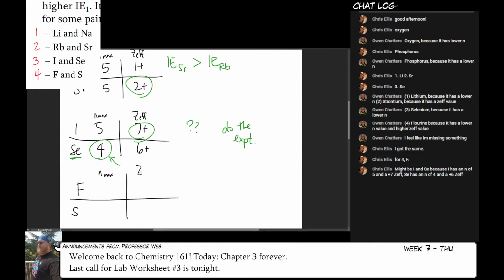But the other three are predictable. Because this has an N-max of 2 and this has an N-max of 3. This Z effective is 7, this is 6. And fluorine wins both of these. So I will only give you diagonals where you end up in a situation like fluorine and sulfur, i.e. they're diagonal bottom left, top right. Because that's valid. You have two trends that support it, and you'll get the correct answer.